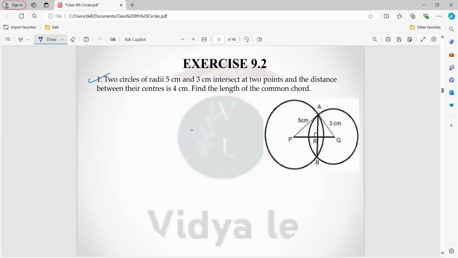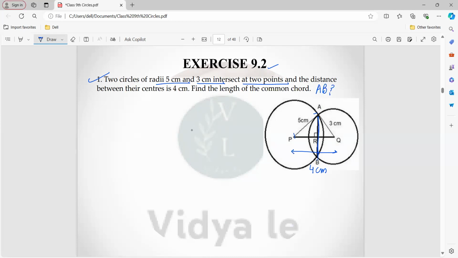Question number 1: two circles of radii 5 centimeter and 3 centimeter intersect each other at two points, say A and B. The centers are P and Q, and the distance between the centers is 4 centimeter. Find the length of the common chord. This is the common chord, right? And we need to find the length of AB.